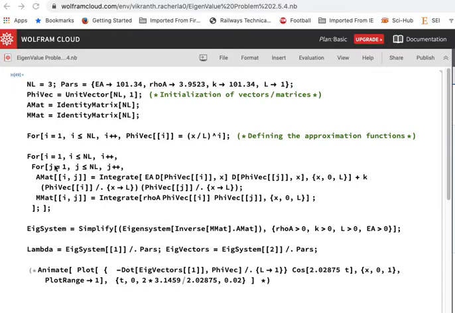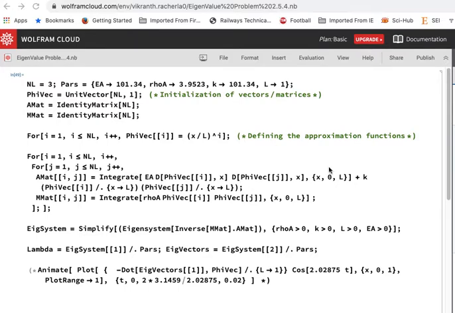Then I'm going to loop over I, loop over J, and for every I and J, I'm going to define the entries for A matrix and M matrix. Now what is the M matrix? M matrix is simply the integral 0 to L of rho A times phi I phi J. Okay, so this is the syntax for doing the integration in Mathematica. So this is for Mij, and for Aij, what is the expression?